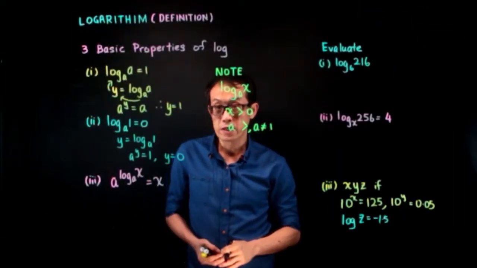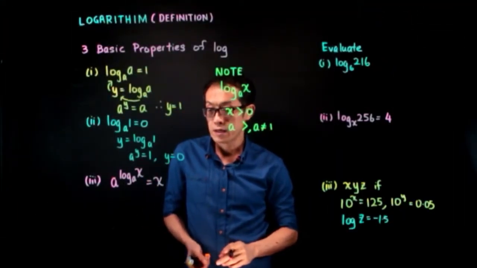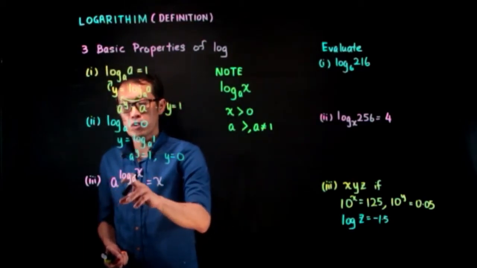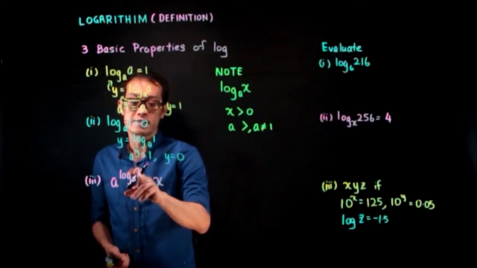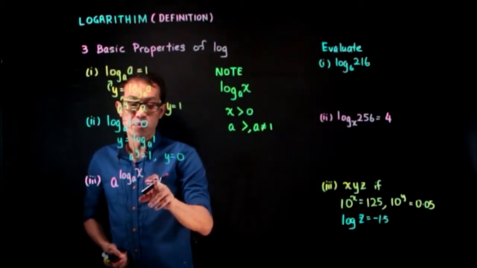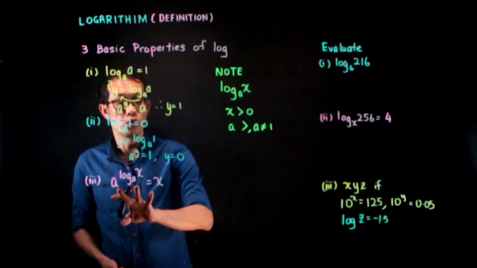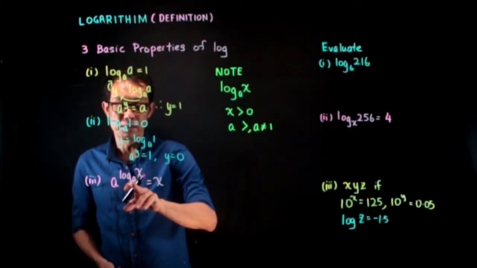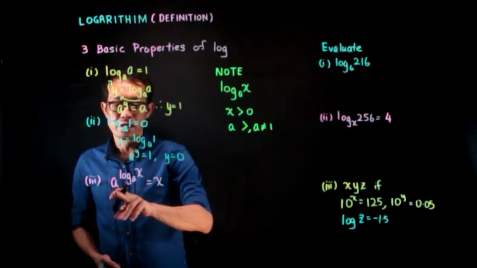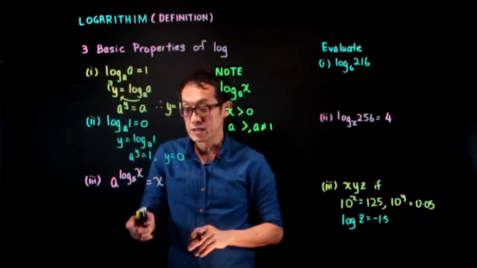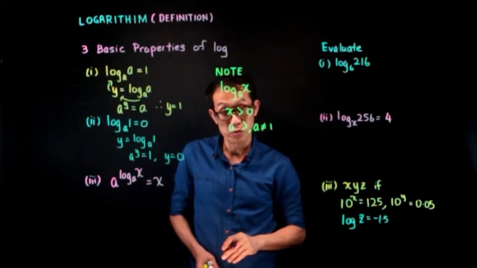Now we come to the third one: log of a to the power of x to base a equals x. We need to prove this. Please take note, these two must be the same. The base and this part must be the same. If this is a, this has to be a, then it will be equal to x.